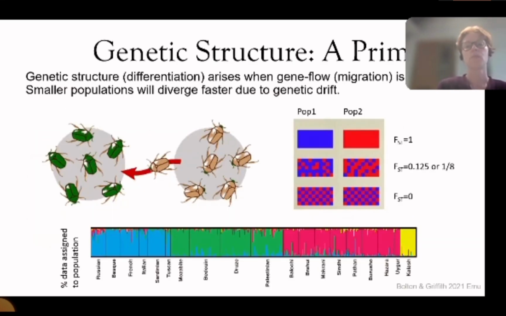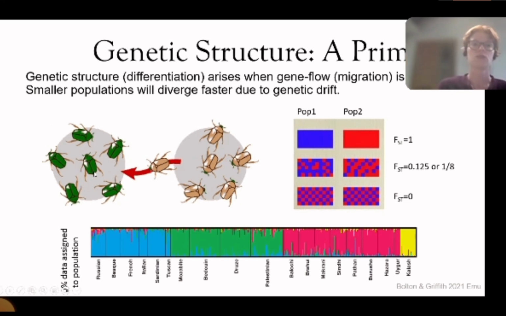So before I get into the meat of it, I just want to go through some particular figures and numbers that you might see. I'm going to talk a lot about genetic structure. Genetic structure or differentiation arises when gene flow is restricted between two populations.